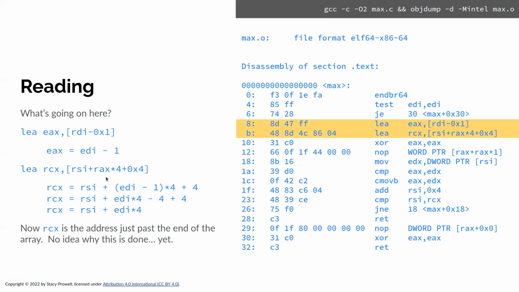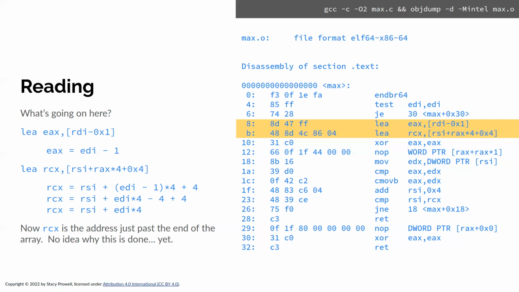Because that's what RAX is. So let's substitute it in. Times 4 plus 4. We do a little bit of math, and we find out that's EDI times 4 minus 4 plus 4, so EDI times 4. So it ultimately sets RCX equal to RSI plus EDI times 4, which, if you think about it, is the address just after the end of our array.